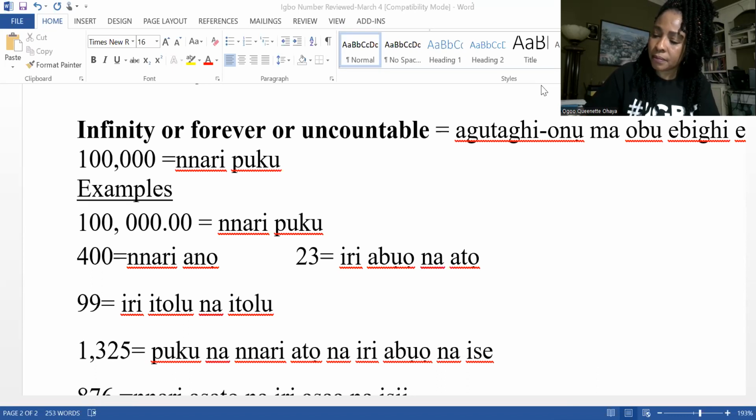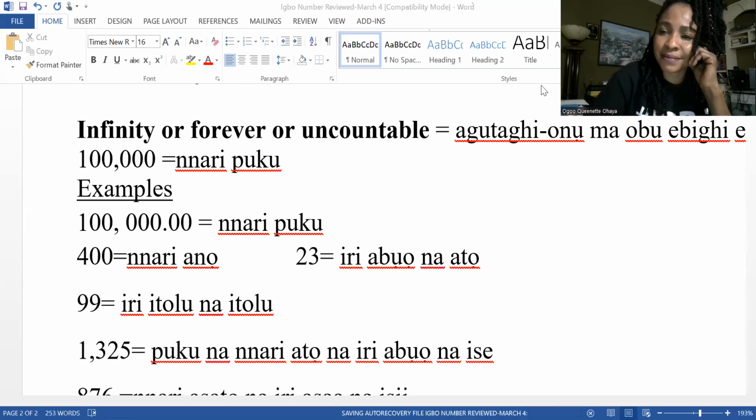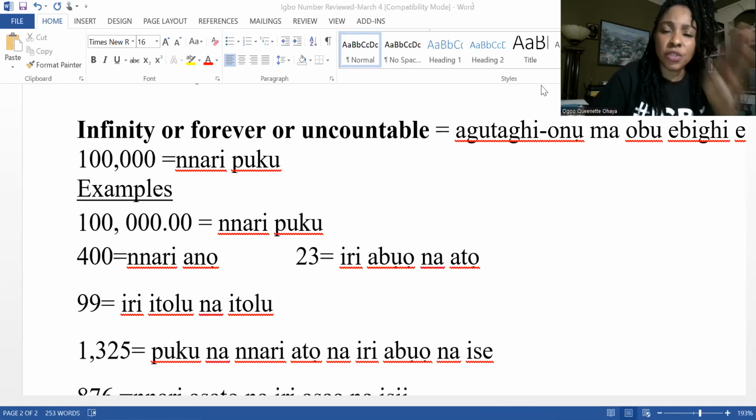Puku na narị na iri atọ. What is 11? It's going to be 11. Iri abụọ. No, you see what 10? I told you, know your numbers. What is 10, Chibusamma? Iri.